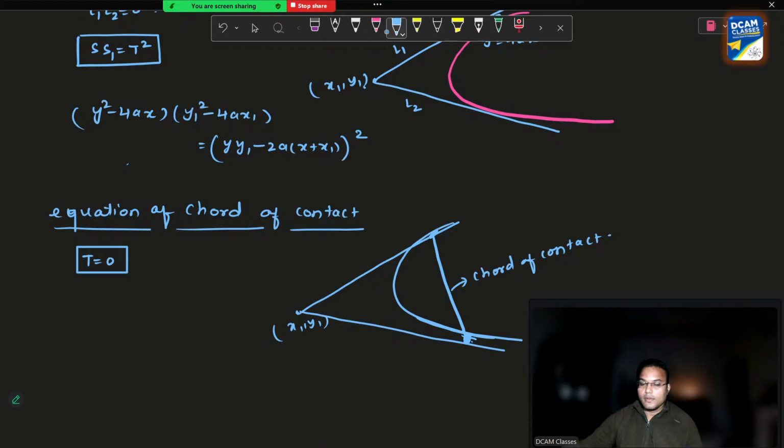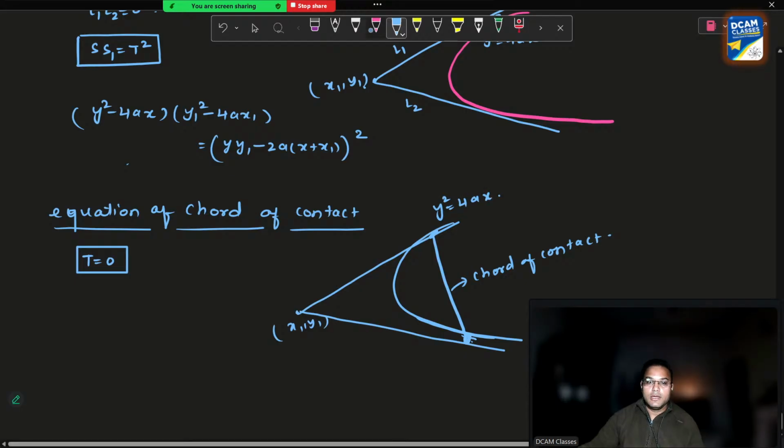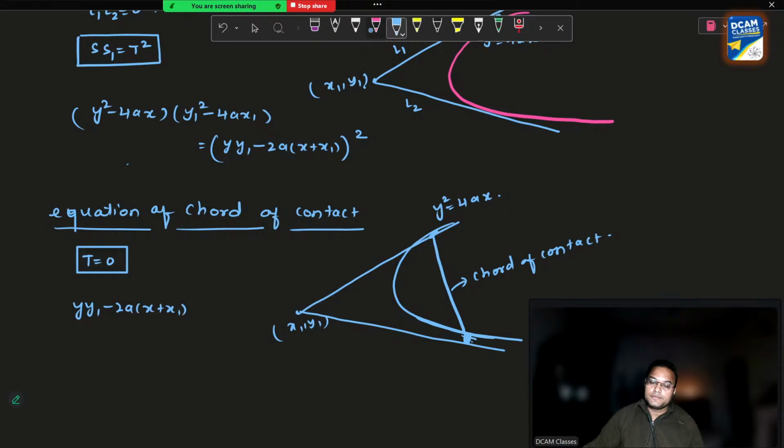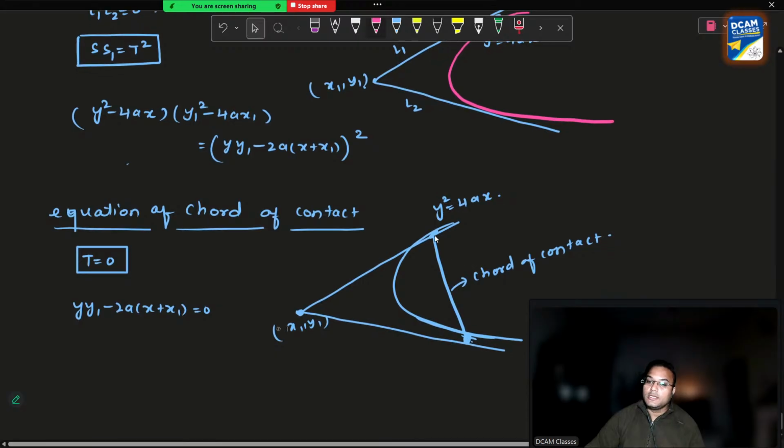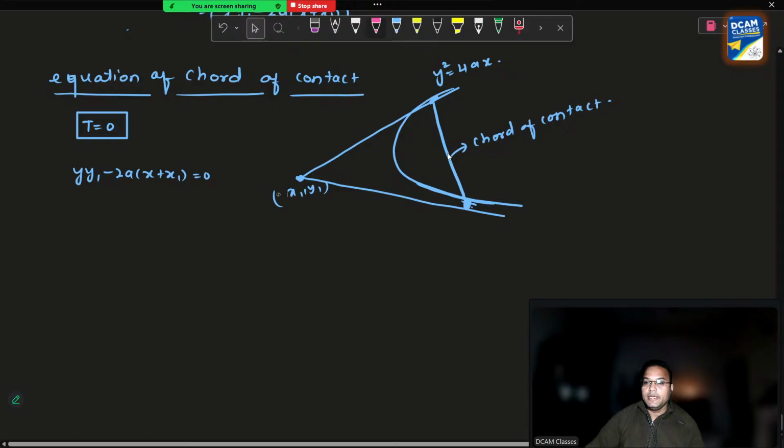And the equation obviously will be, if I have taken y square is equal to 4ax as the parabola, the equation of chord of contact will be y y1 minus 2a into x plus x1. But the important thing to remember is, here this point x1, y1 lies outside the parabola. When we are talking about the tangent, the x1, y1 point lies on the parabola on which we are trying to find out the tangent equation. Even though these two equations look similar, their meaning is different.